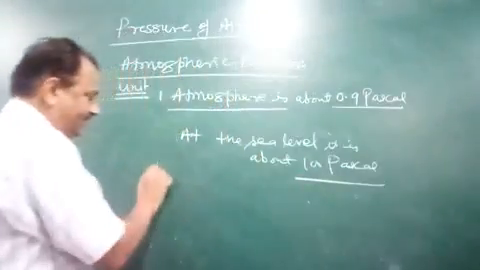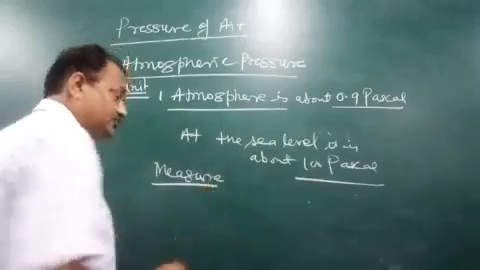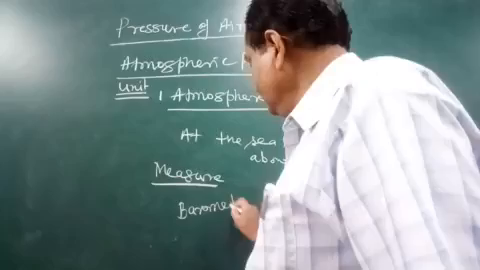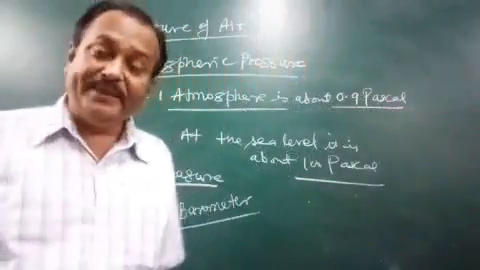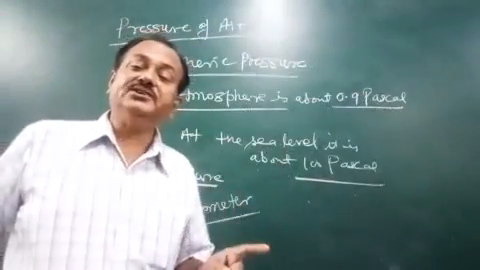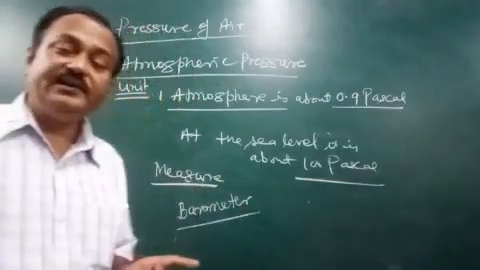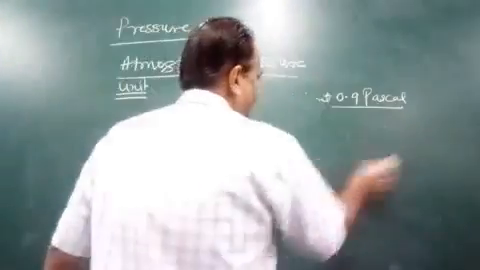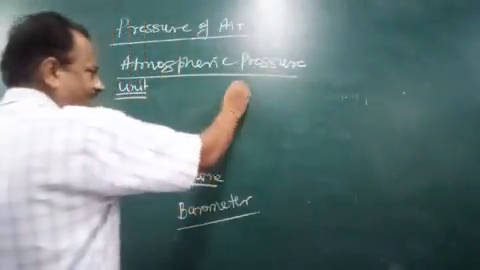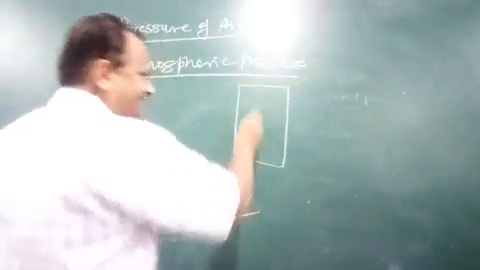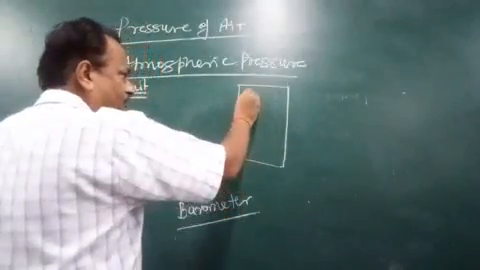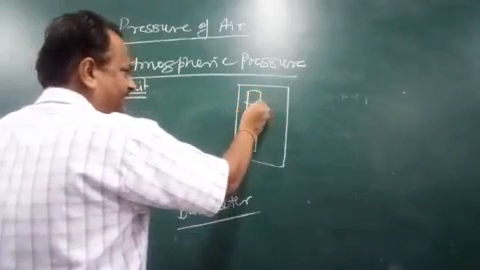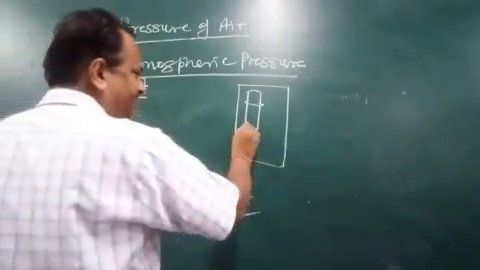Now coming to the measurement, how we measure. Simply, air pressure is measured by a barometer. A barometer is an instrument used to measure atmospheric pressure. Nowadays barometers are both complex and simpler. It has a wooden board, and on the wooden board there is a metallic tube, fixed with holders. And here there is the mercury.